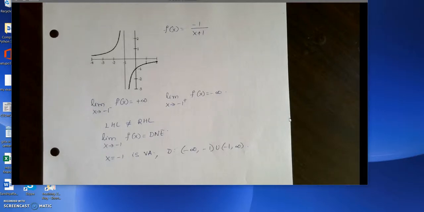I hope this makes the concept of infinite limits and its correspondence with vertical asymptotes clear.